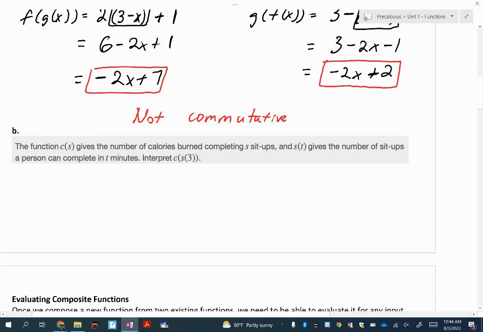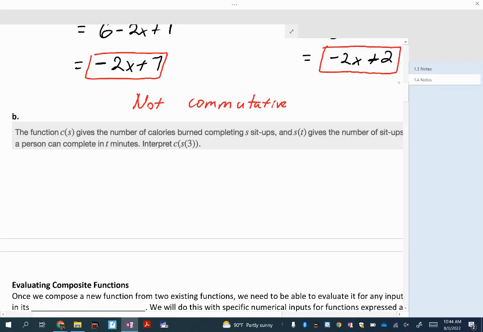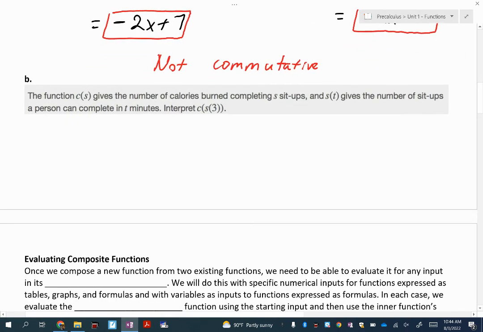All right, let's go to letter B. We want to interpret this composition C of S of 3. Essentially, I want to think about taking my C function, which gives us the number of calories burned when you complete S number of sit-ups, and plug into that S of 3. S of 3 is going to give us the number of sit-ups a person can complete in 3 minutes.